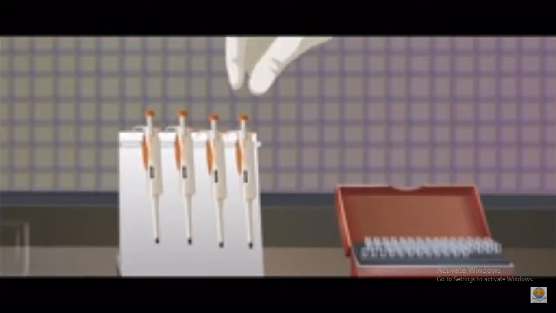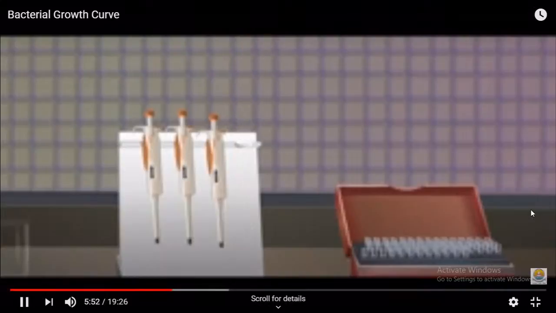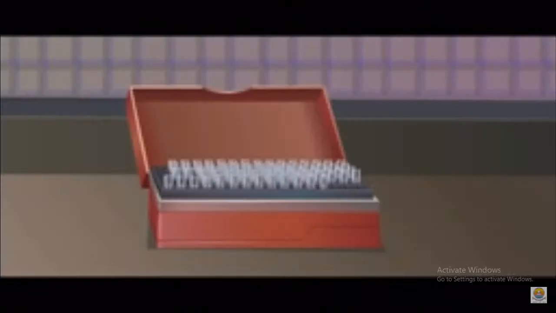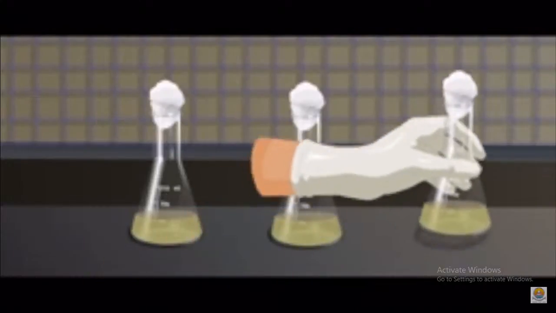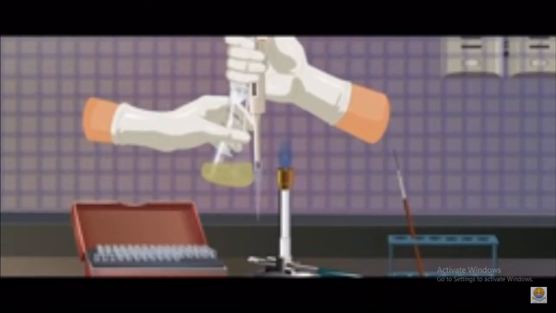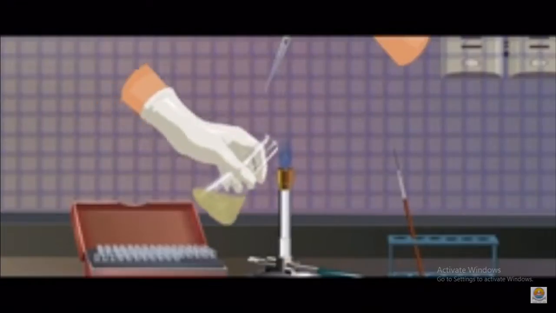A 500 to 5000 microliter pipette is taken from the rack. The volume of the pipette is adjusted to 4500 microliters. A fresh tip is inserted. The sterile nutrient broth is taken from the laminar airflow. The cotton plug is removed and the mouth of the tube is heat sterilized.